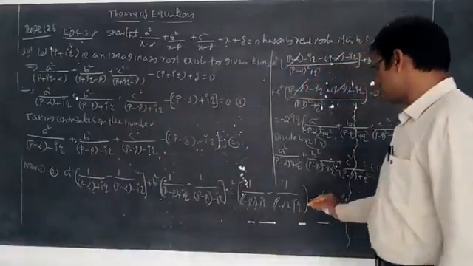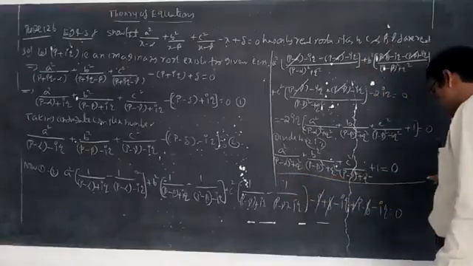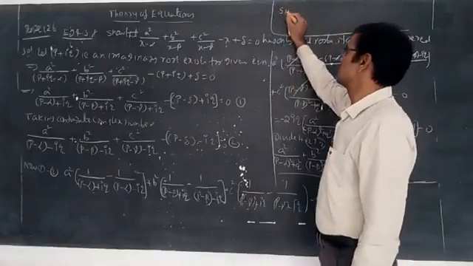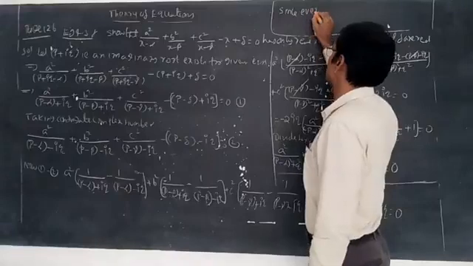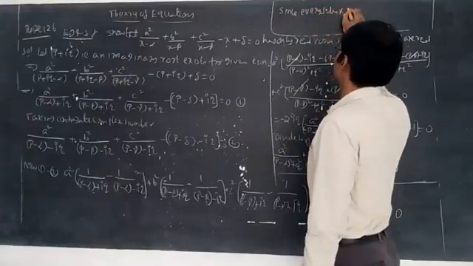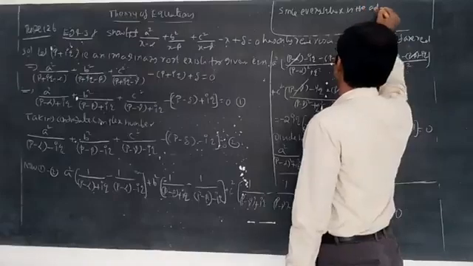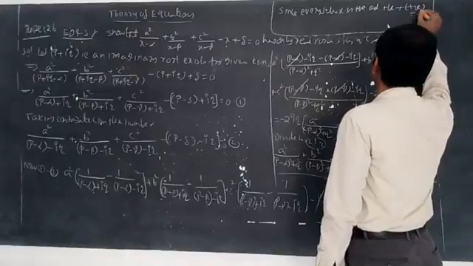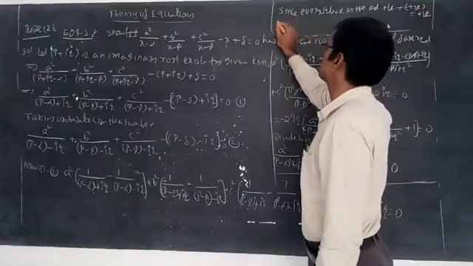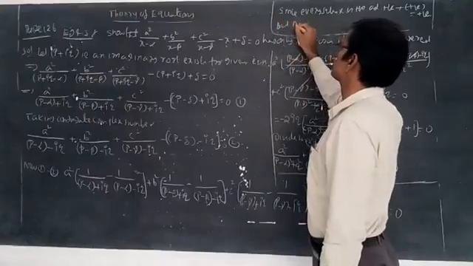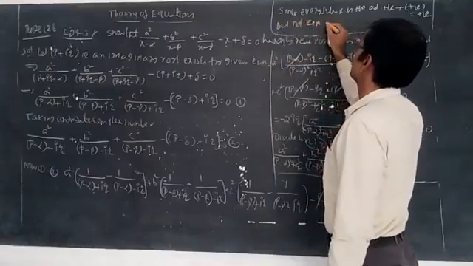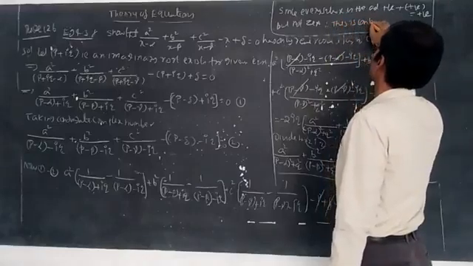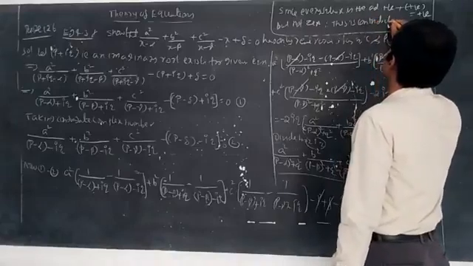So here the explanation I am writing: since every square is positive, every square is positive and positive plus positive is equal to positive. Positive plus positive plus positive is equal to positive, but not 0, but we got the 0. Therefore, this is a contradiction.